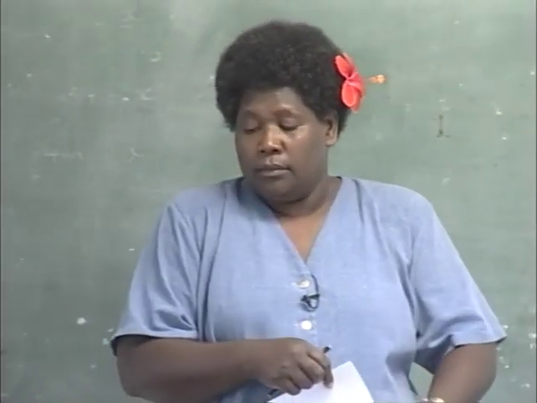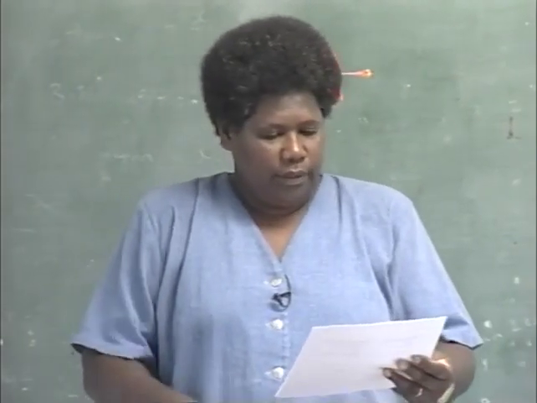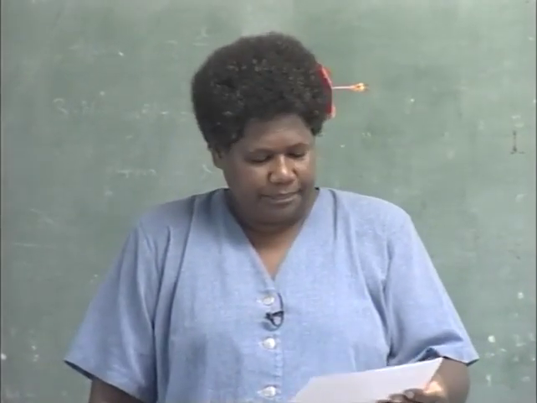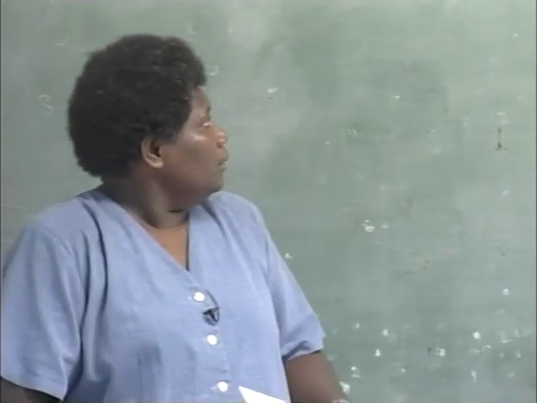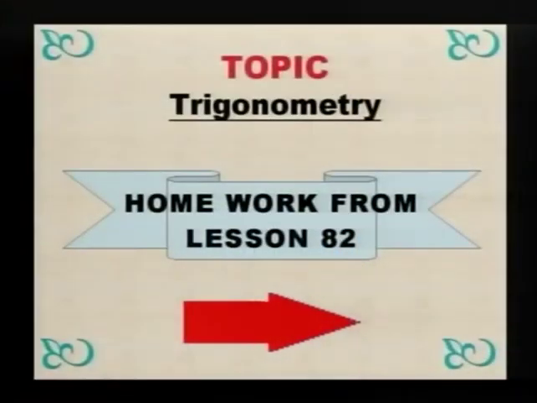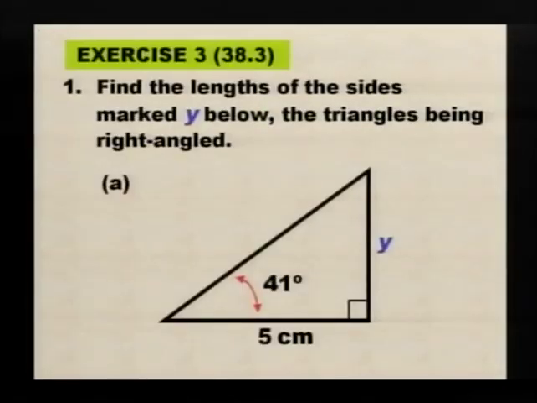All right, in today's lesson, we are going to look at the homework you were given in the previous lesson. We'll look at the answers, and then we'll look at the exact trig ratios for angles 30, 60, and 45 degrees. All right, we'll start from the back.